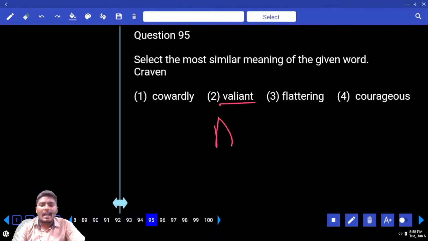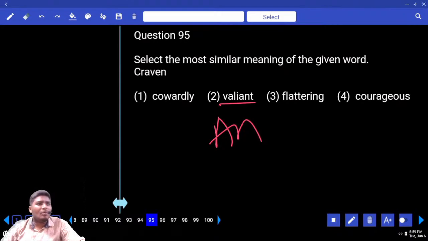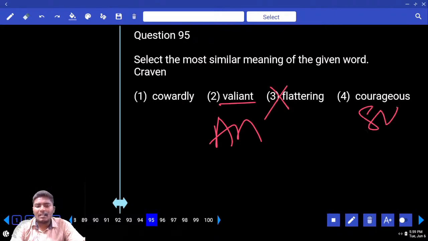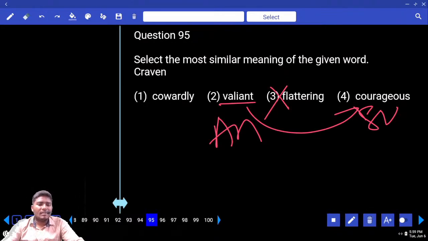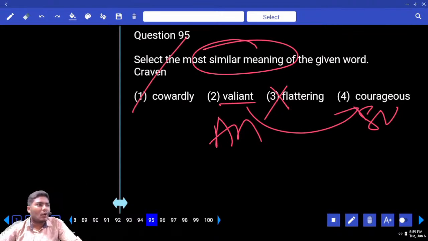It becomes antonym. Flattering. You know flatter? Flattering is nothing but overpraising something or somebody. It is not a related word. Courageous, again, it is synonymous of the word valiant. It is antonym to the given word. We need only similar meaning word. Coward or cowardly. One who is not brave.